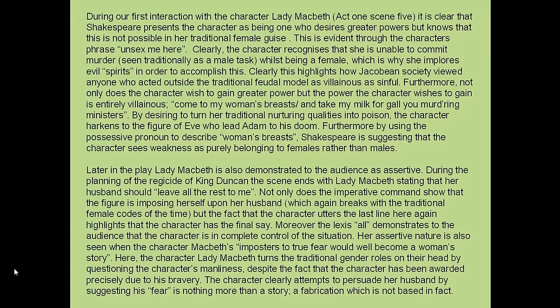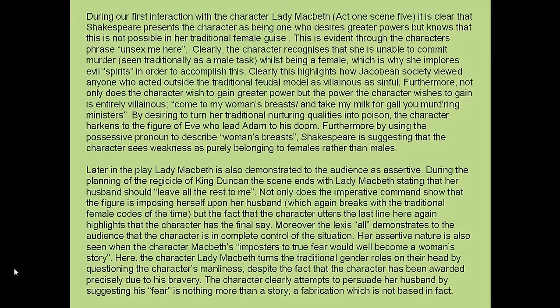Later in the play, Lady Macbeth is also demonstrated to the audience as assertive. During the planning of the regicide of King Duncan, the scene ends with Lady Macbeth stating that her husband should "leave all the rest to me." Not only does the imperative command show that the figure is imposing herself upon her husband, which again breaks traditional female codes of the time, but the fact that the character utters the last line here again highlights that the character has the final say.